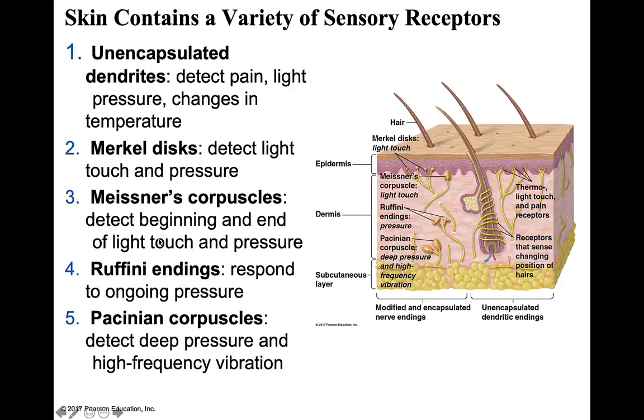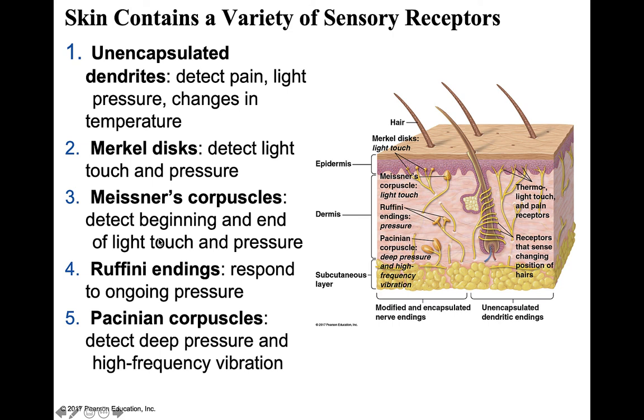Now, here, if we look at the types of receptors that we're going to find within the skin. So there's a number of different types. One of the things that you might be responsible for is I would give you these and you would be responsible for the particular sensation they are responsive to. If I look at unencapsulated dendrites, these are going to detect pain, light pressure, or changes in temperature. So they're not very specific, and that's something you may hear as free nerve endings.